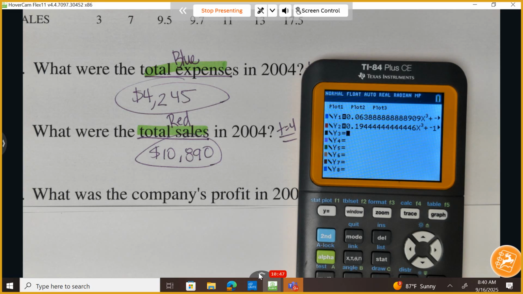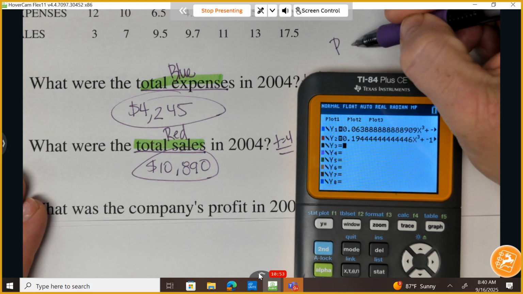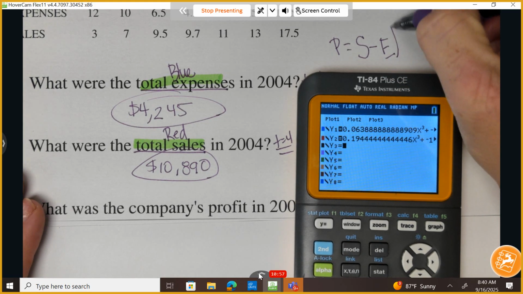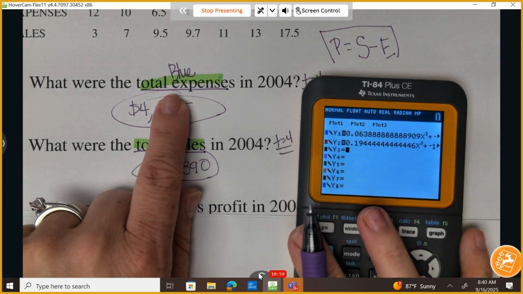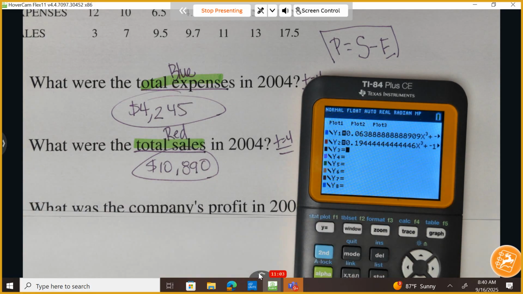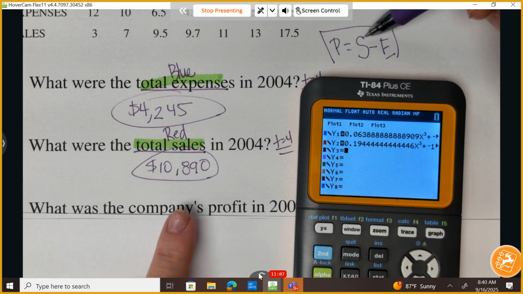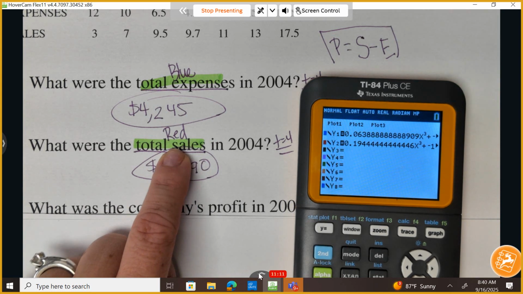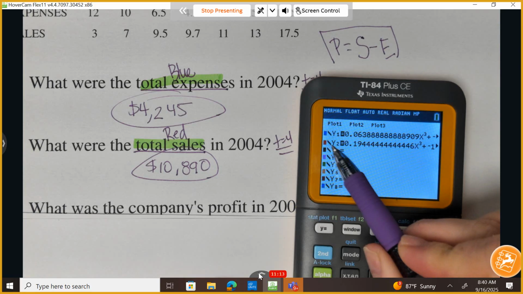It will not always be in this order. This is why you have to be organized. Remember, profit, and I'm just going to abbreviate here, profit is always sales minus expense. That's always the case. But our first equation may be sales sometimes, or sometimes our first equation will be expense. You just have to realize for each problem, how are you setting it up? So for us, is sales the first or the second? A second. So I need to type in y2, because that's my second equation.